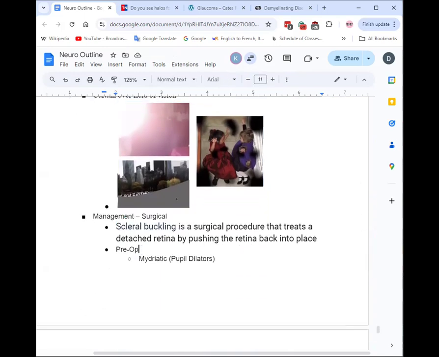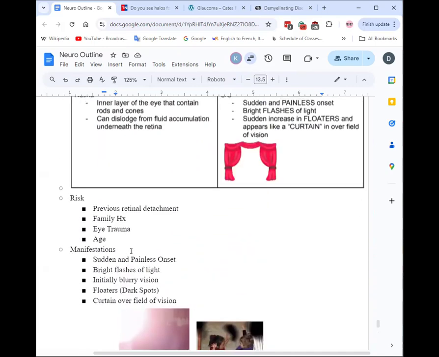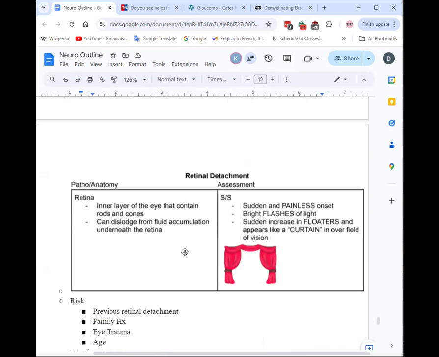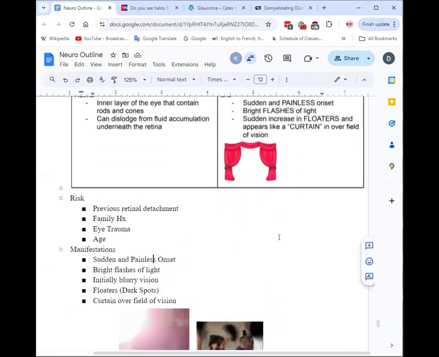So then how do we manage it? The only real thing we can do is to go to surgery, and it's called scleral buckling. I don't think you need to know the name. You just need to know that it's a surgery, and you need to get them to surgery. It's a medical emergency. Oh, it says painful or painless? Oh, I meant painless. Never mind, I guess it's painless. My bad, I'm sorry, I misread it. I'm surprised it doesn't hurt actually. So let me backtrack on that. I misread it.